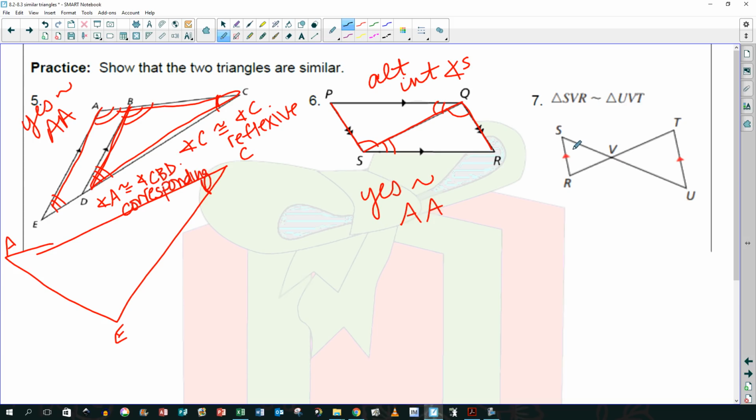All right, this one, since this is parallel to this, then this angle is congruent to this one. This one is congruent to this one. And this angle is congruent to this one because they're vertical. So here I have alternate interior and vertical angles. So yes, these are similar by angle, angle also. And of course, SQ is equal to itself by reflexive. Don't forget that.